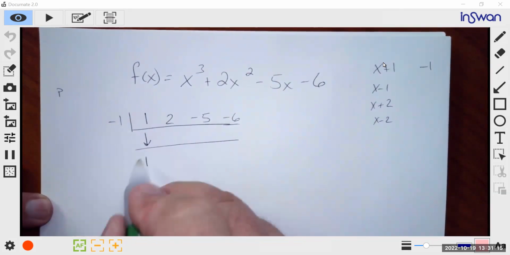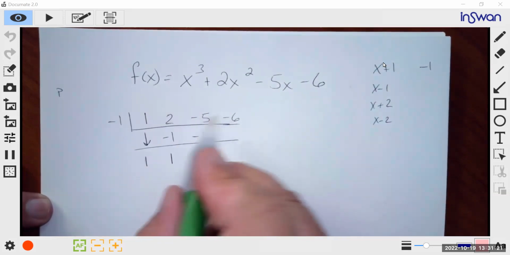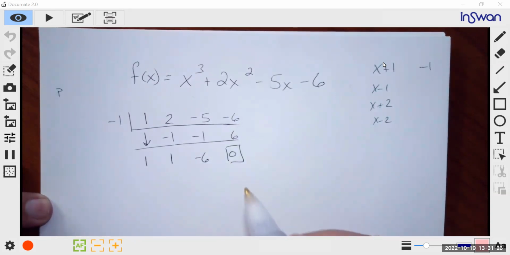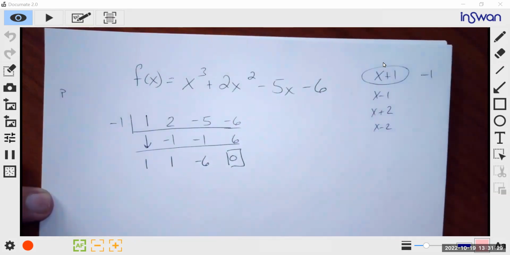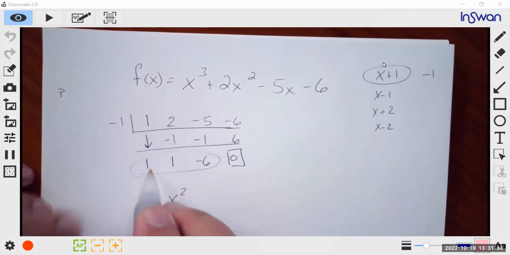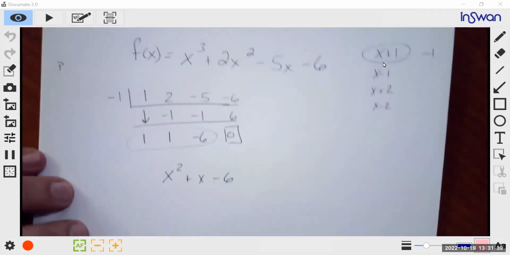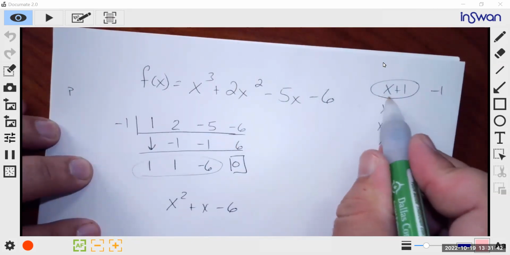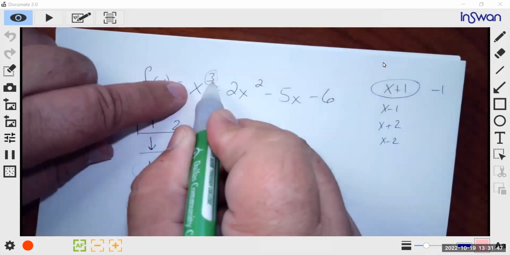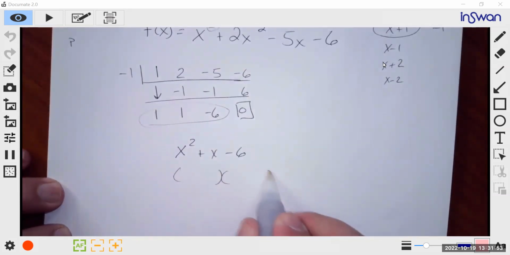Bring the first one down. -1 times 1 is -1. 2 minus 1 is 1. -1 times 1 is -1, and -5 minus 1 is -6, times -1 gives 6, so the remainder is 0. So the first one is x plus 1. That's the first factor. So now we just have to look at x squared plus x minus 6. Notice, because we're dividing by x plus 1, we lose one exponent from the original equation to this last one. So now we just have to factor this one out.